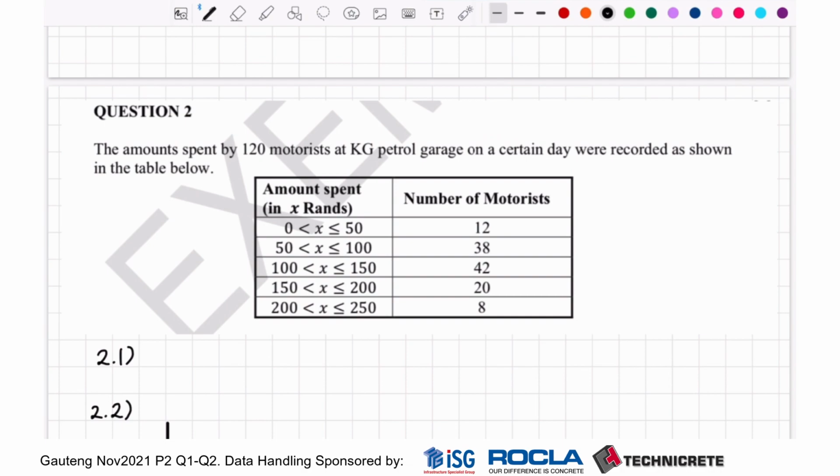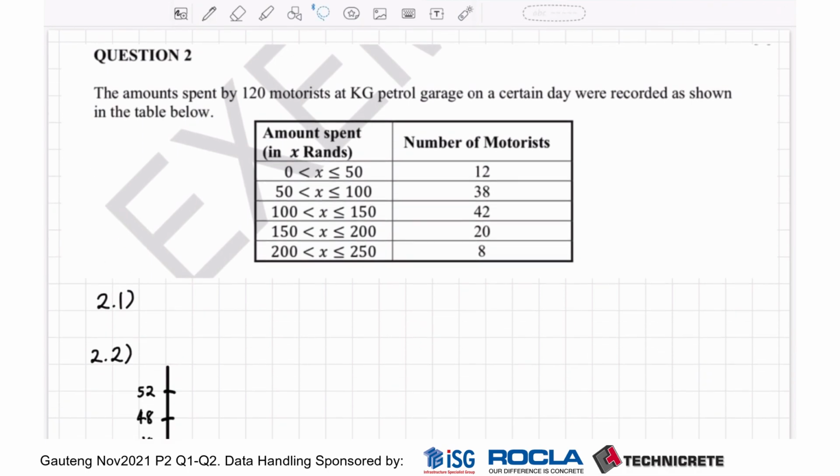Okay, then moving on to question 2, I'm given a table with class intervals, about 120 motorists, and how much they spend at a petrol garage. So the first question, I'm asked to write down the interval that has the least number of motorists. That's pretty straightforward, so that's this class here, x is between 200 and 250.